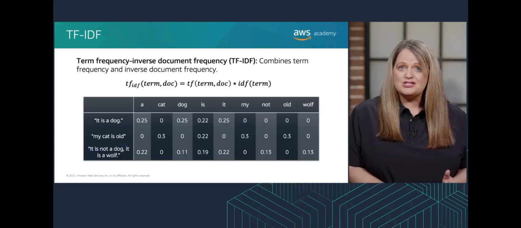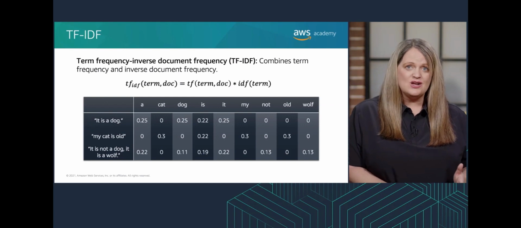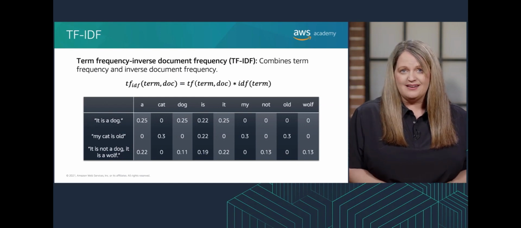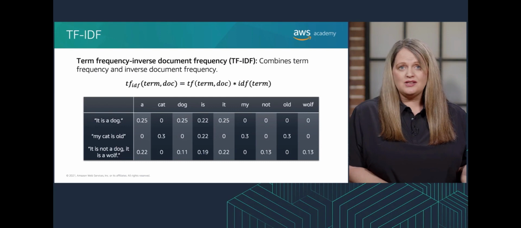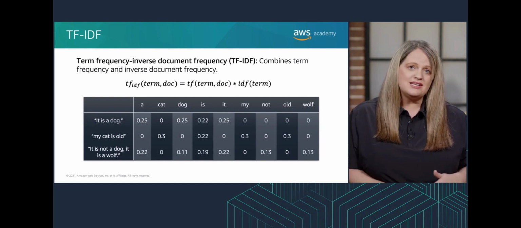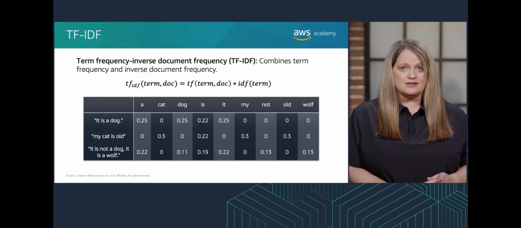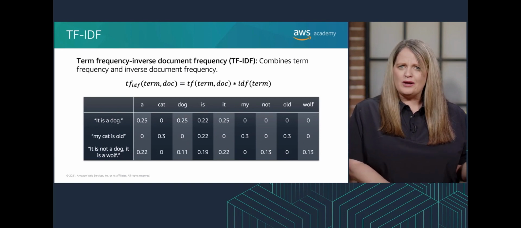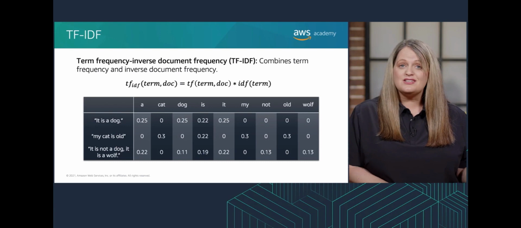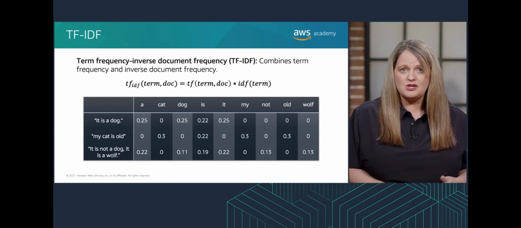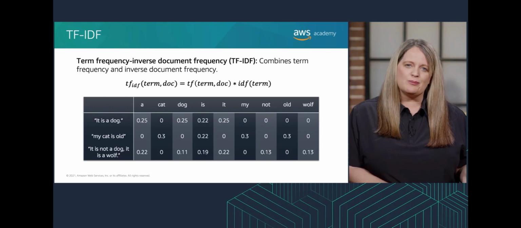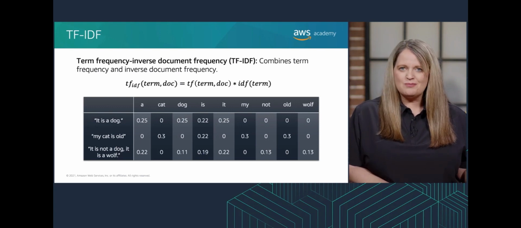Now, compare the situation to the term cat, which has a score of 0.3. Cat only appears in one document, and it's 25% of this document. The term wolf also only appears in one document, but has a score of 0.13. There's a difference in score here because wolf is one of 9 terms in the document, so it's less important than the term cat.